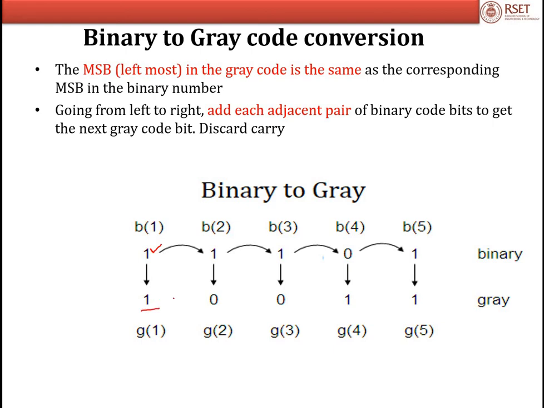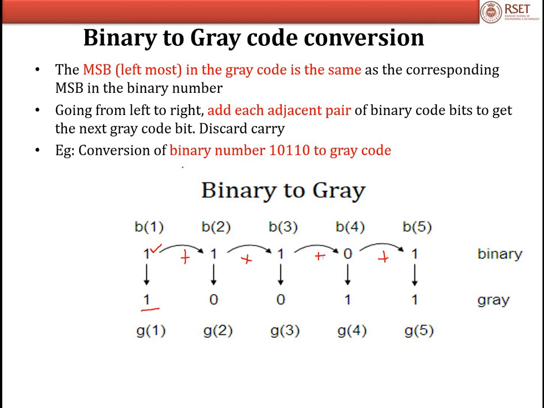So it's written as such. So next what we have to do is we have to add each adjacent pair. So 1 plus 1, you will get 0 with carry 1, that carry 1 is omitted. Again 1 plus 1, you will get 0 with carry 1 omitted. Next 1 plus 0, it is 1. Again 0 plus 1, it is 1. This is how the gray code is obtained. So our resultant answer is 10011.